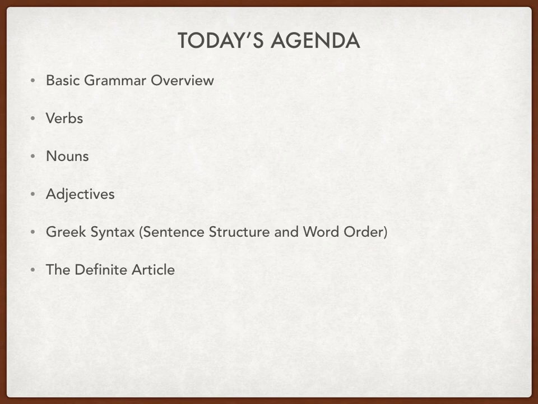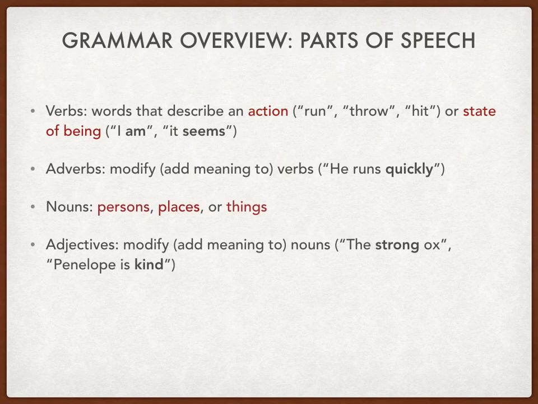How are sentences constructed in Greek? What are the word orders that we can typically expect in a sentence? And we'll take a look at that. And then we'll talk a little bit about the definite article, words like the in English that go with words. We'll take a closer look at that. So to start with, we should understand what parts of speech we'll find in ancient Greek, ones that you're going to need to pay attention to in the vocab list that you need to memorize for Monday.